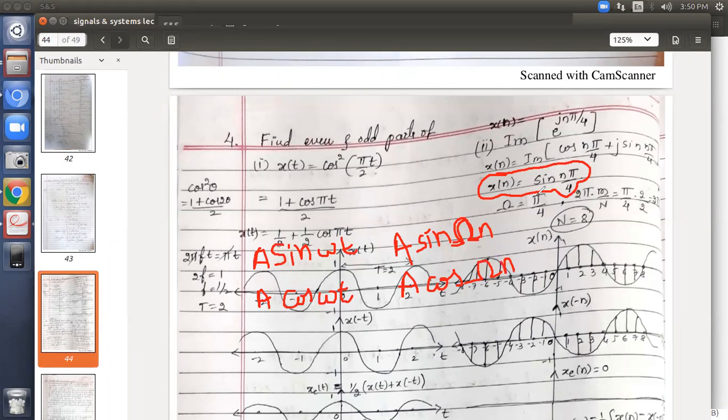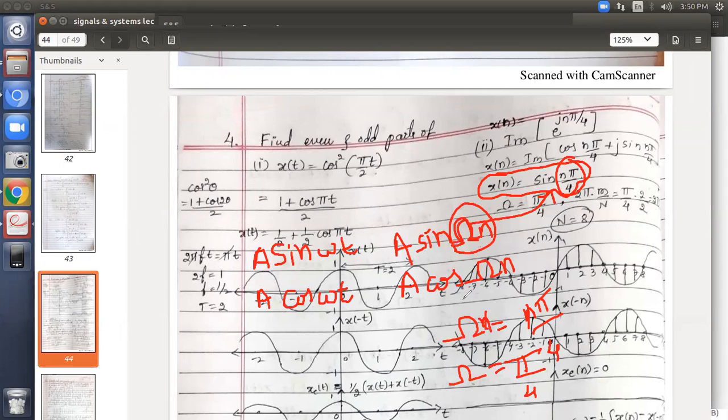Now, if you compare this sine omega n with this sine n pi by 4, what is omega? Omega n is equal to n pi by 4, right? So n, you leave it. Omega will be equal to pi by 4. So you got omega equal to pi by 4, but we don't know what the fundamental period is. Once we know the period, we know at what time the signal gets repeated.